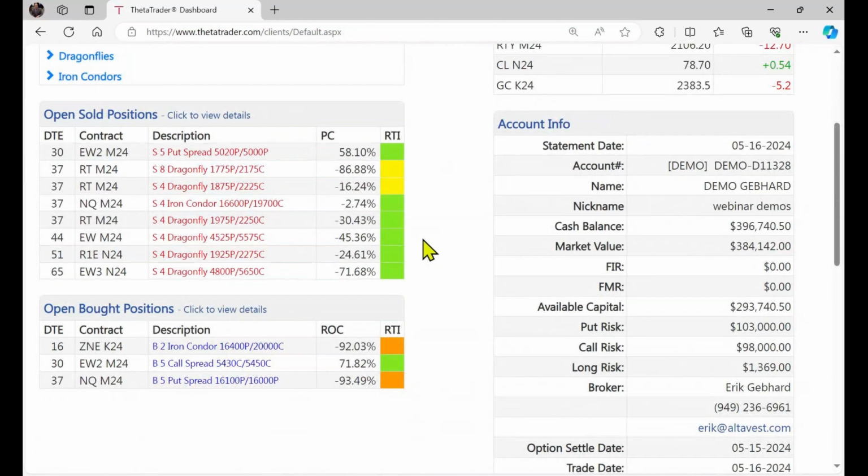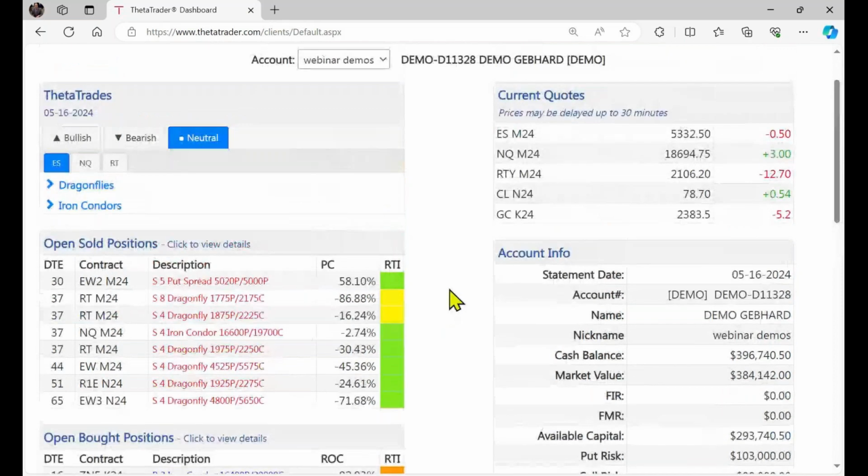Okay, and there we have it. You can see all your open short positions here. It's a combination of S&P and Russell trades, and there's a NASDAQ here as well. And then your open long or bought positions. And that's going to wrap it up. Just a short tutorial on the Russell 2000 and doing the Dragonfly spread on that.